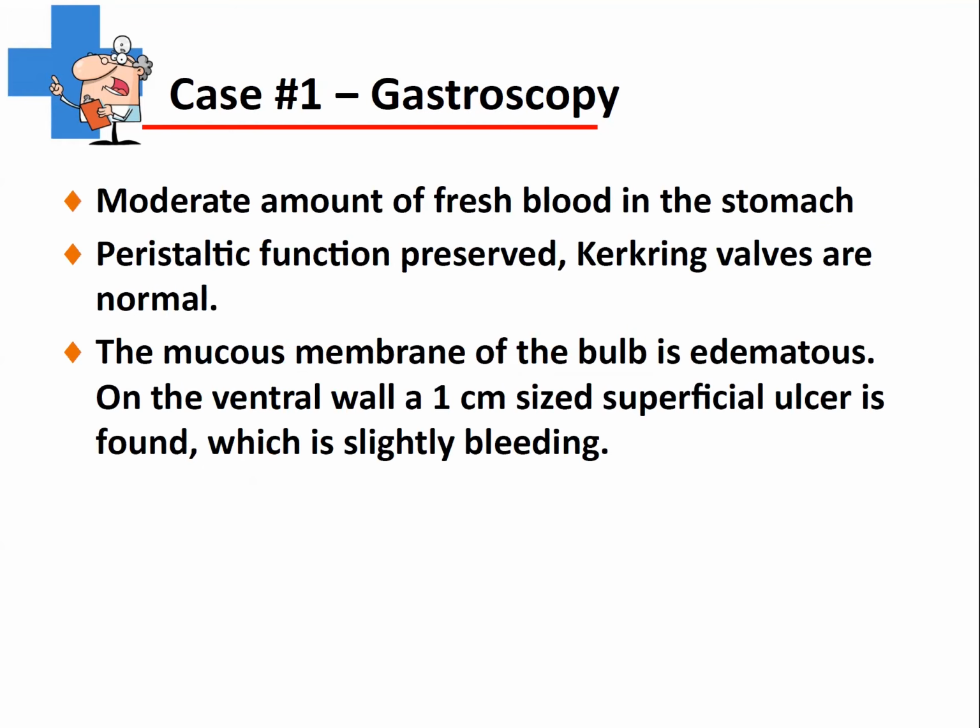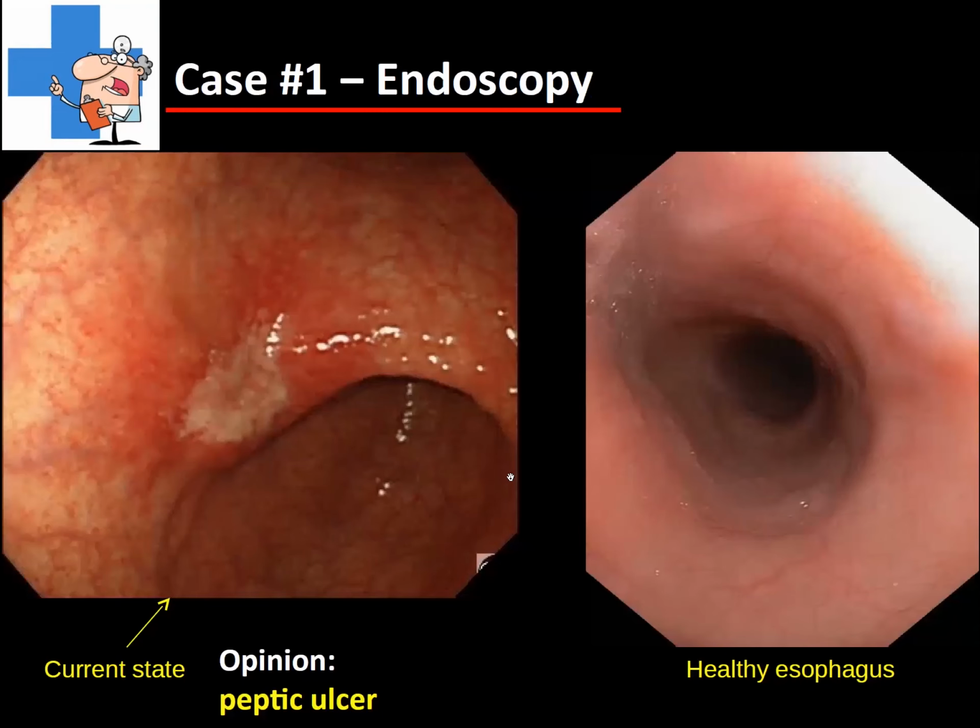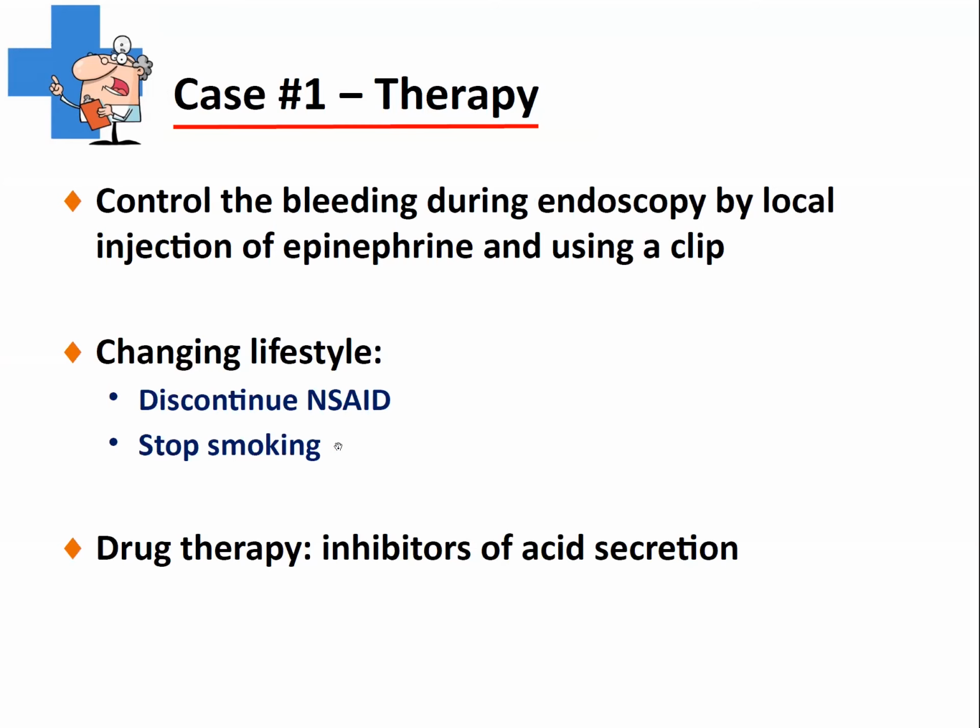Okay, let's go on. Gastroscopy showed a moderate amount of fresh blood in the stomach. Peristaltic function was preserved. Kerckring folds are normal. The mucous membrane of the bowel is edematous. On the ventral wall, a 1 centimeter superficial ulcer is found, which is slightly bleeding. So it's some kind of gastric bleeding the patient had. Now this is the endoscopic evaluation. That should be the normal on the right side. And here you see the peptic ulceration with the continuous bleeding of the patient.